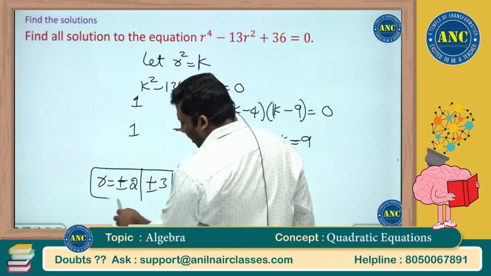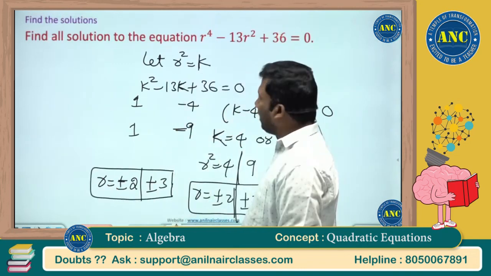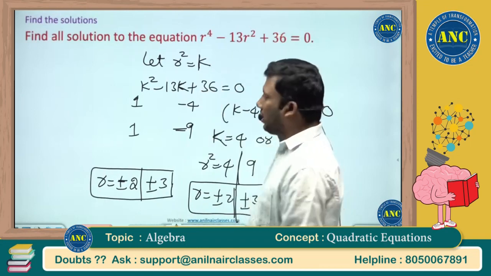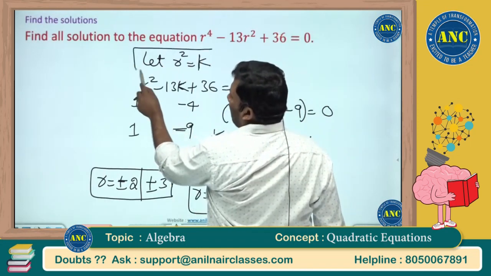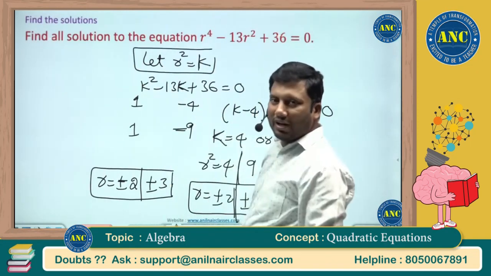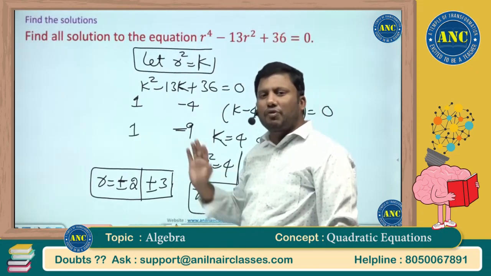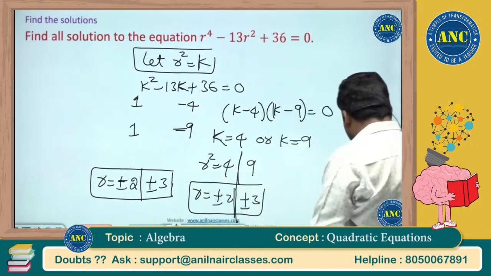Seems like a degree 4. But actually if you take r square equivalent to K, this equation can be reduced to a quadratic equation. A variety of questions we are going to solve in today's class.